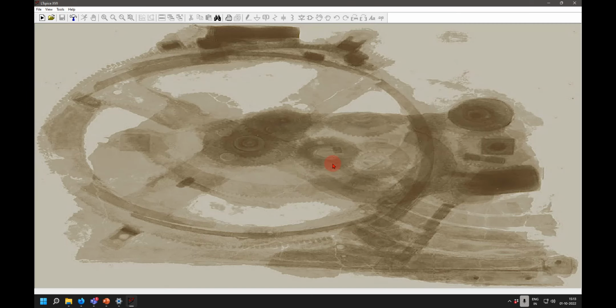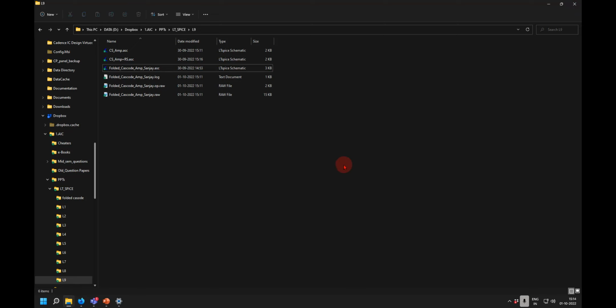Okay. Sir, what is the W by L ratio? W, I think it is 20 micro, each of these transistors. So can we do the DC analysis for this folded cascode amplifier?